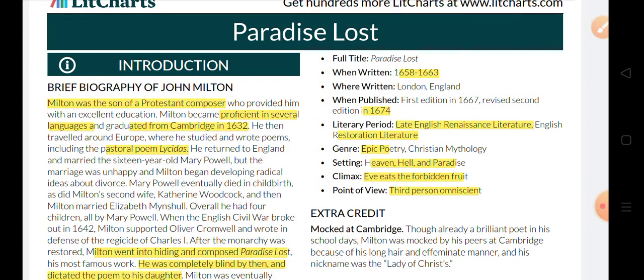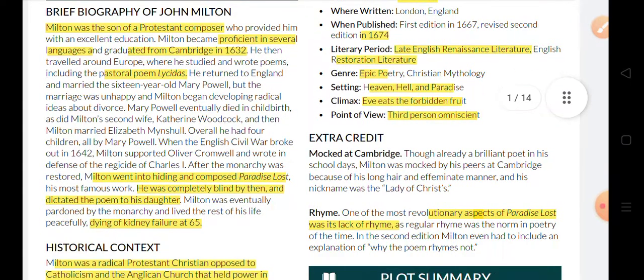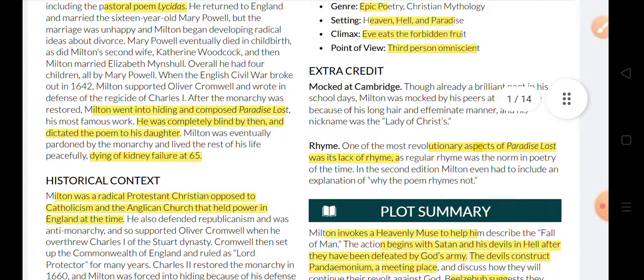Milton was the son of a Protestant composer and he became proficient in several languages, graduating from Cambridge in 1632. His famous works include the pastoral poem Lycidas, and Milton went into hiding and composed Paradise Lost. He was completely blind by that time, and he dictated this poem to his daughter, who wrote it down. He died of kidney failure at the age of 65.